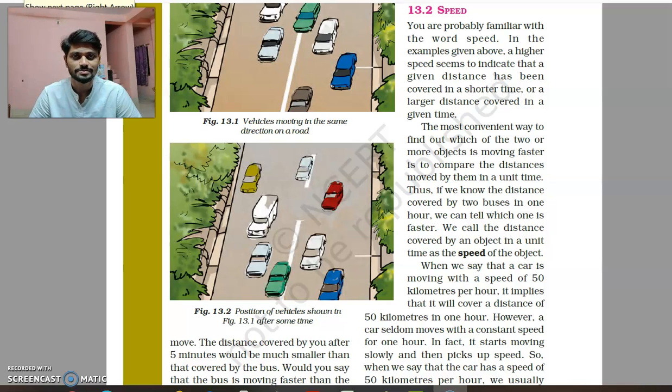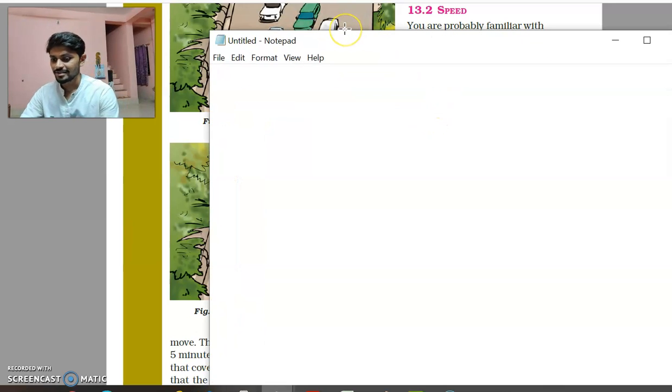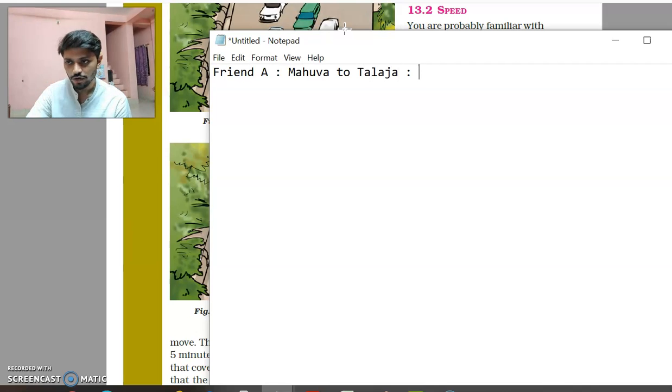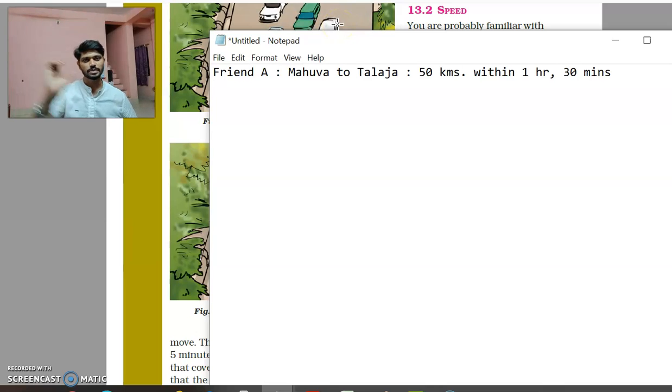So just to take an example, let's take the friends example again because that was fun. So friend A was traveling from Mova to Talaja. What was the distance? The total distance is 50 kilometers and he completed it within 1 hour and 30 minutes.